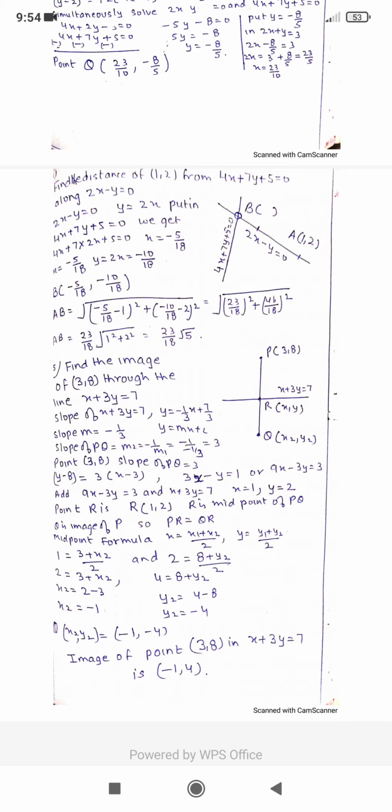Here x is 1, x1 is 3, x2 we don't know, over 2. We solve it: 2 = 3 + x2, so x2 is 2 - 3 = -1. On the right hand side we have 2 = (8 + y2)/2, so 4 = 8 + y2, y2 is 4 - 8, y2 is -4. So the image of the point (3, 8) in the line x + 3y = 7 is (-1, -4). Thank you very much, students.